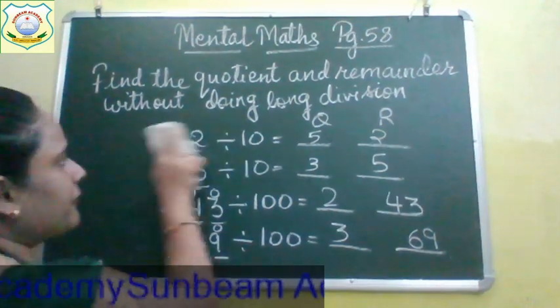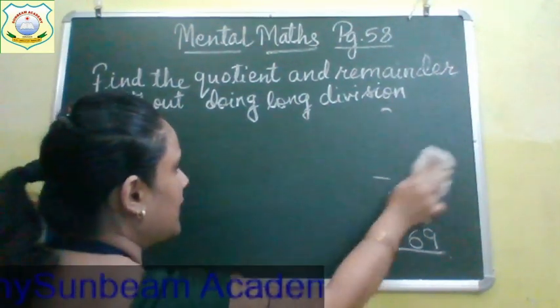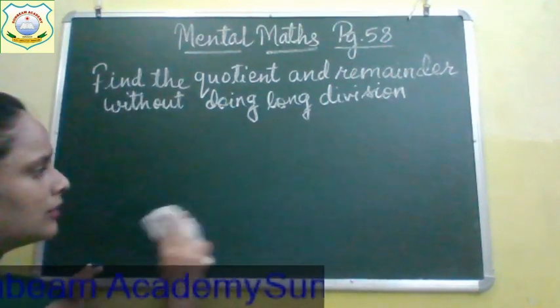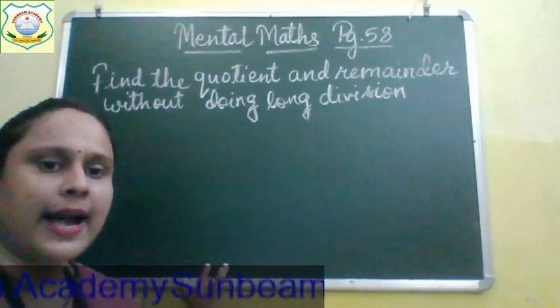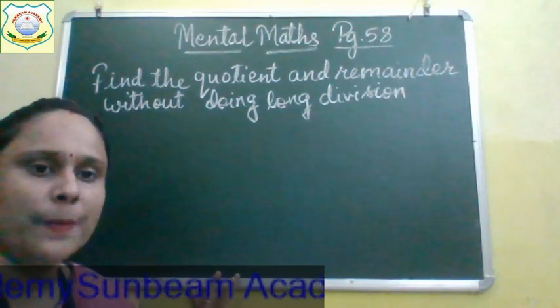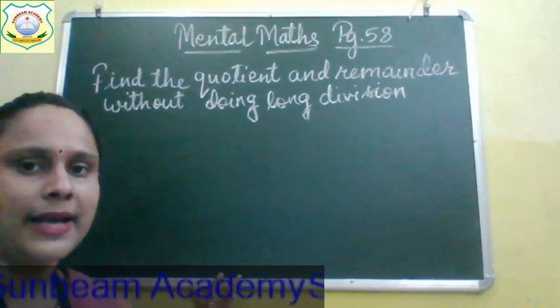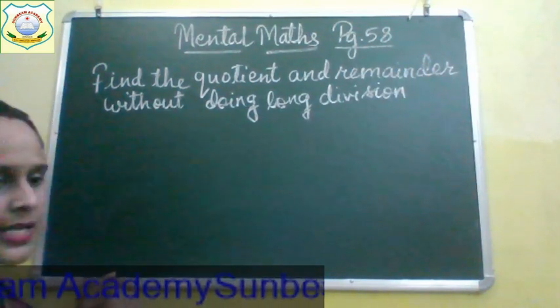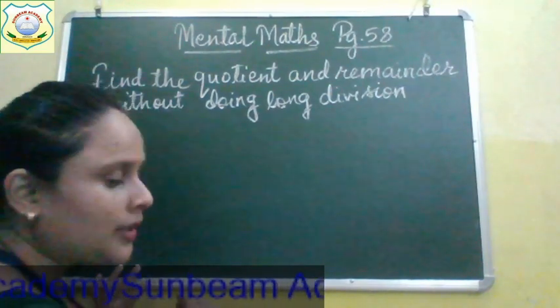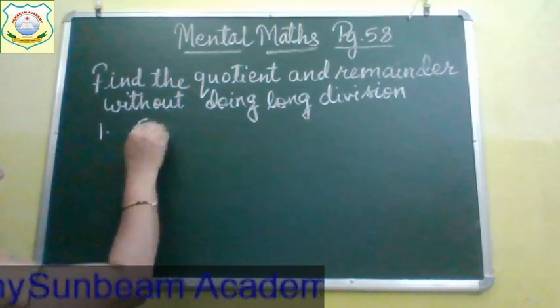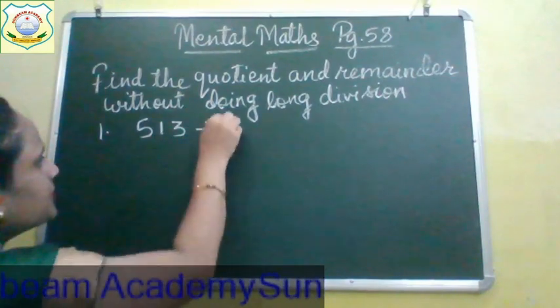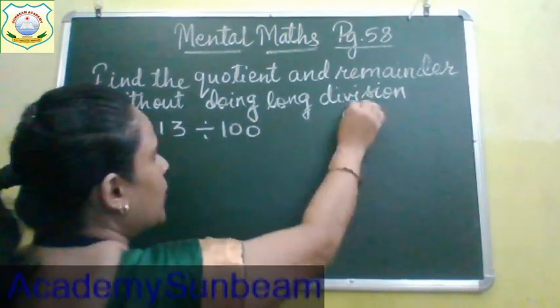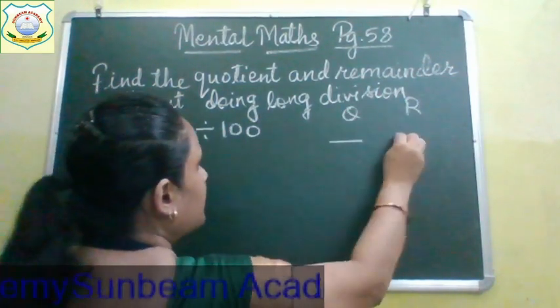So now let's see. Open page number 58 and start doing the questions in your book. Get ready with your maths book and pencil. Children, open your book and start writing mental maths page number 58. See the first question: 513 divided by 100. Your quotient and remainder column.